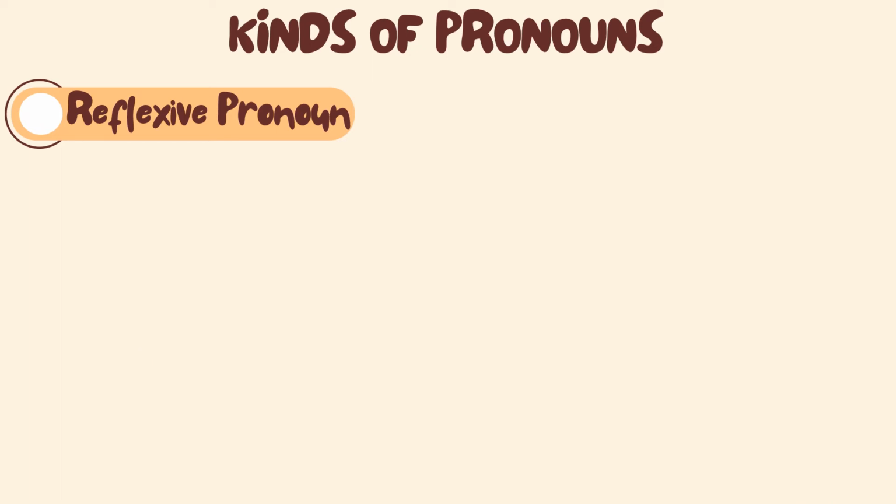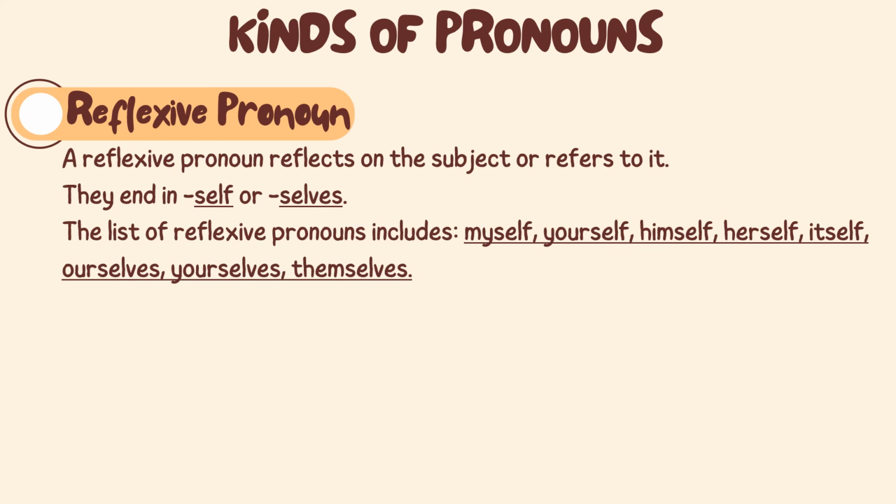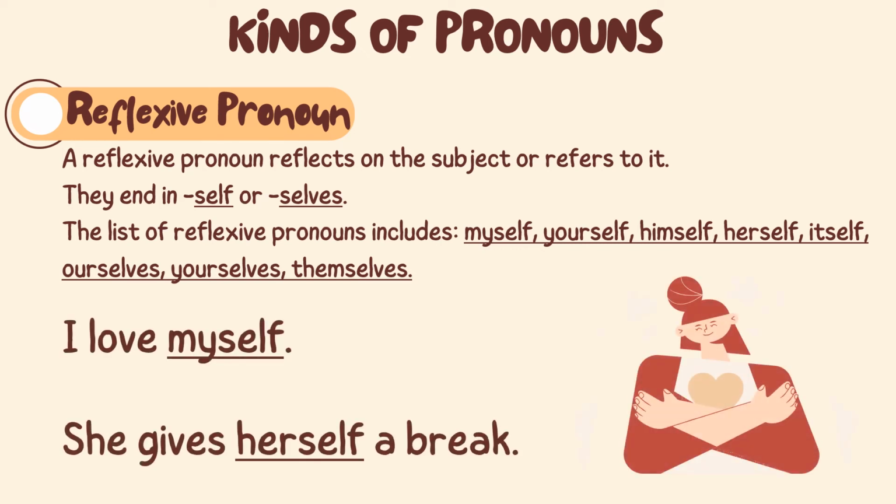The next kind of pronoun is called reflexive pronoun. A reflexive pronoun reflects on the subject or refers to it. They usually end in self or selves. The list of reflexive pronouns includes myself, yourself, himself, herself, itself, ourselves, yourselves, and themselves. For example, I love myself. She gives herself a break.